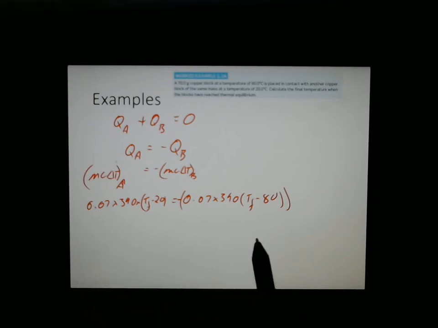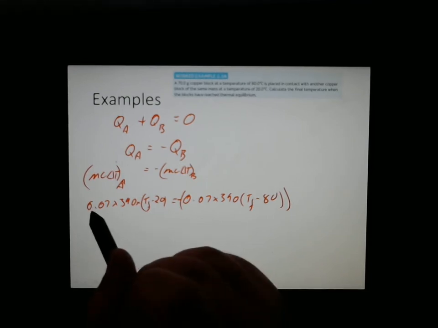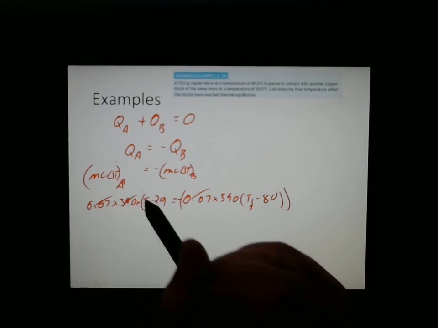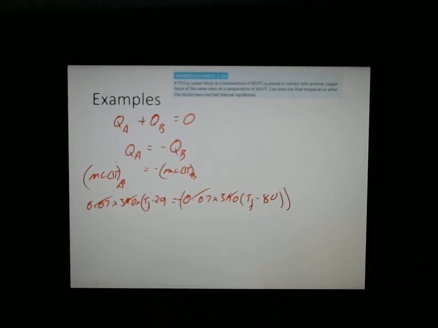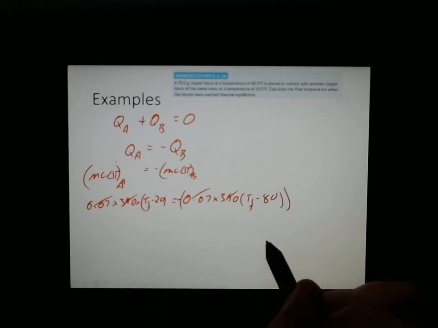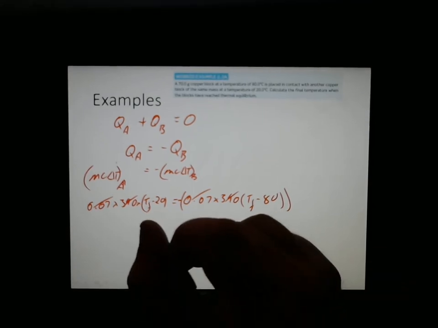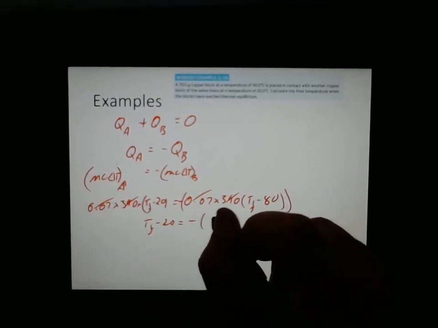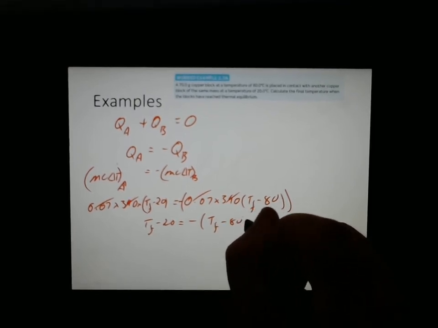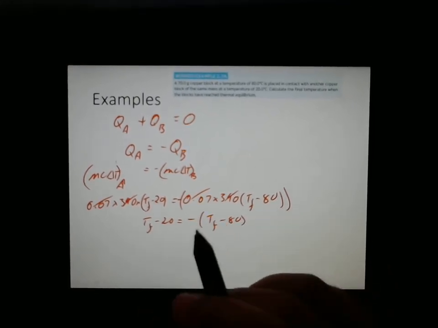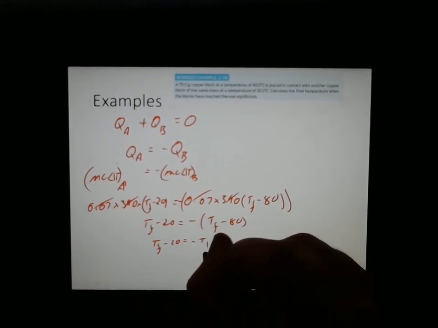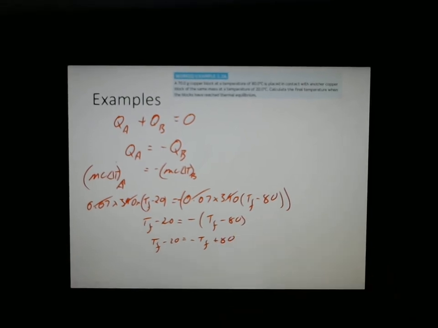Now, if we have a look on this, this is a nice easy one. We can see that this side has a 0.07, this side has a 0.07. They're going to cancel. This side has a 390, this side has a 390. They're going to cancel. And now we're just left with TF minus 20 equals negative, don't forget the bracket, TF minus 80. We propagate that in, that will become TF minus 20 equals negative TF plus 80.